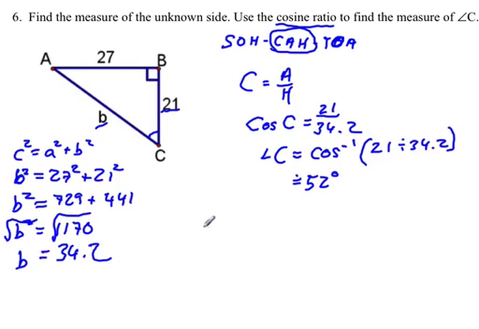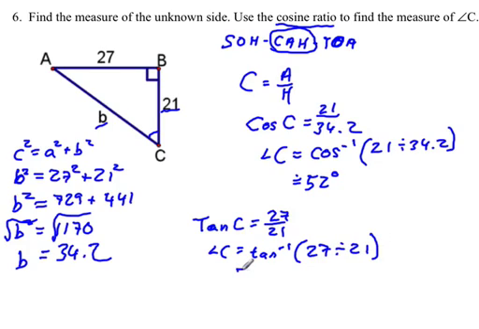The other way you could have done this is use tan of the original question. If you did tan of C, and this would have been the easiest way to do the question, but it asked you, remember tan is opposite over adjacent, so this is 27 over 21, so angle C would be equal to tan inverse of 27 divided by 21. Now you didn't have to do this, but just to show you that there is an easier way to do this question.